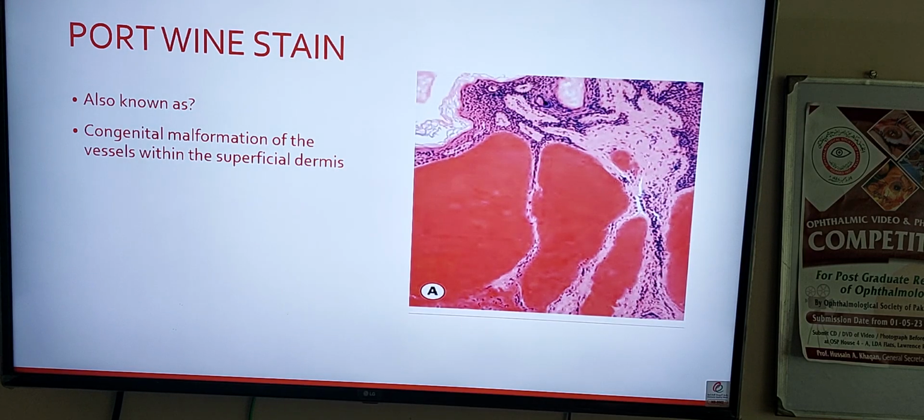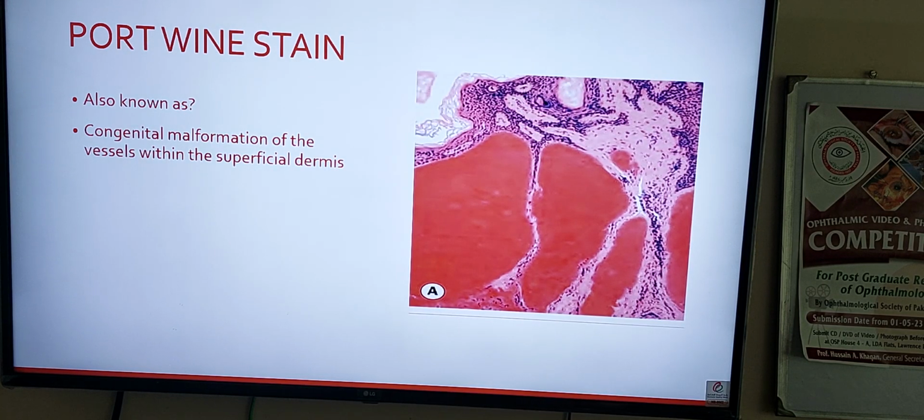In medical therapy, we can give beta blockers, which have shown great effectiveness if given orally till 5 years of age. Steroids, oral or intralesional, and if we cannot give steroids to the patient for some reason, then immunomodulator therapy can also be given. Then we have the surgical intervention if medical therapy fails, which includes laser photocoagulation, radiation, embolization, or excision of the lesion.